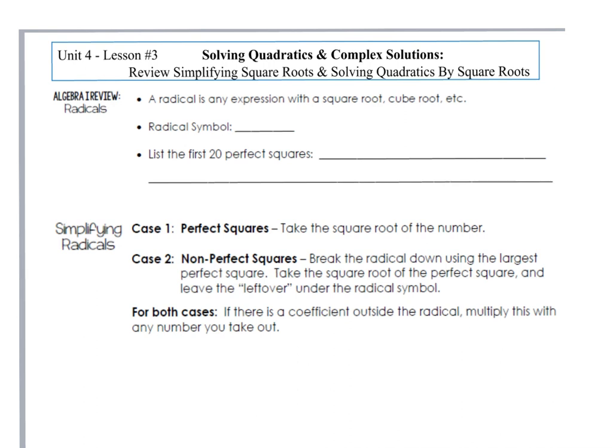Okay, in this lesson, this is for Algebra 2, Unit 4, Lesson 3, we are reviewing how to simplify square roots, and this will build into how we solve quadratics by taking square roots, which is a really fun method to get to use.